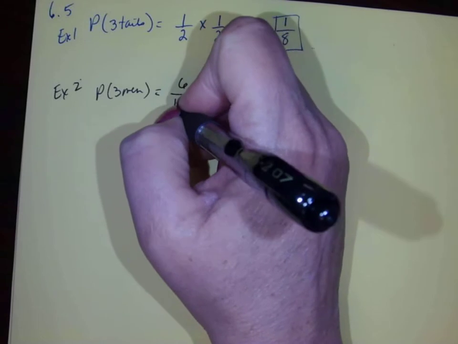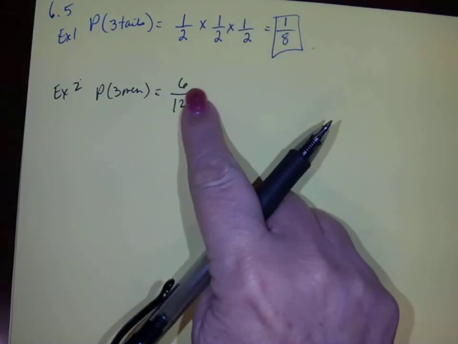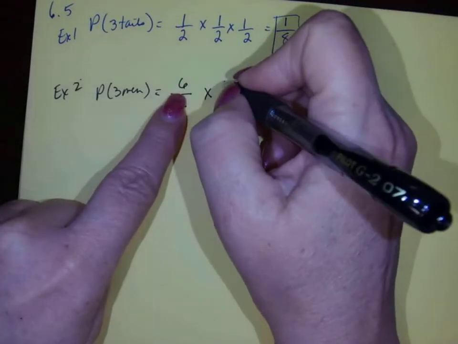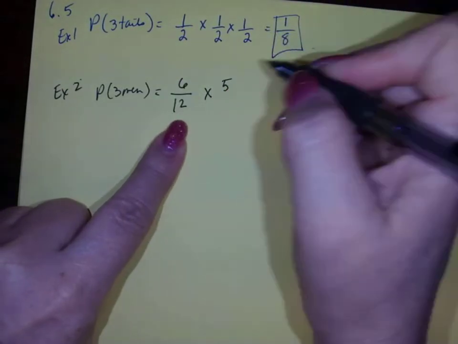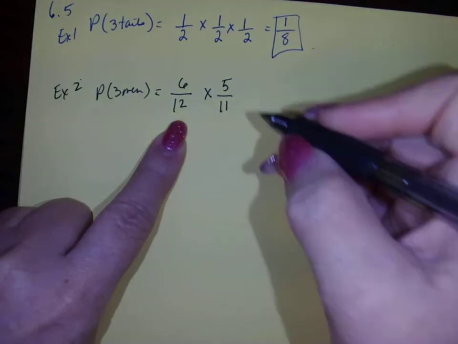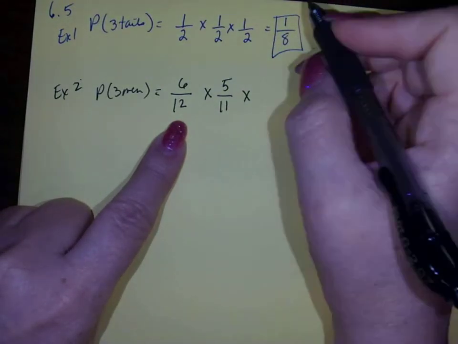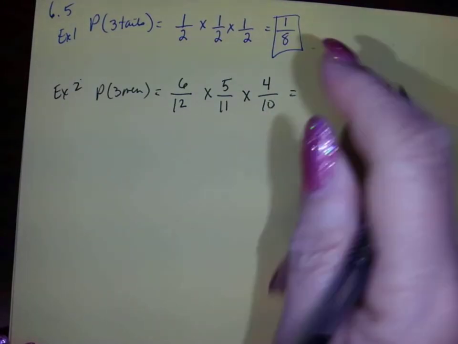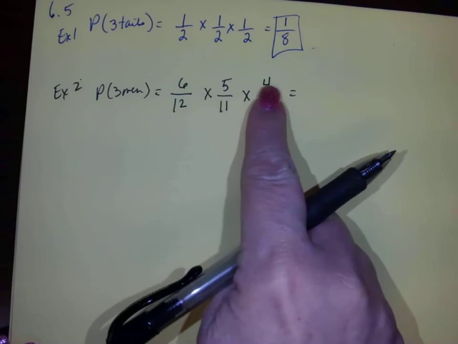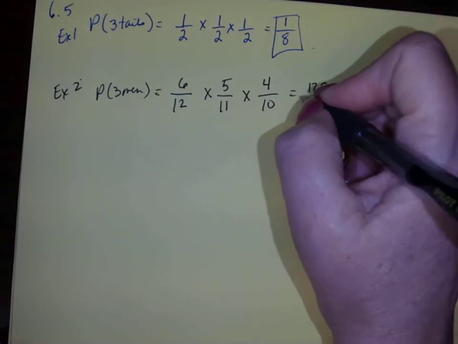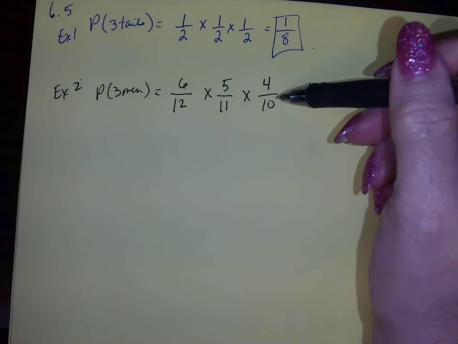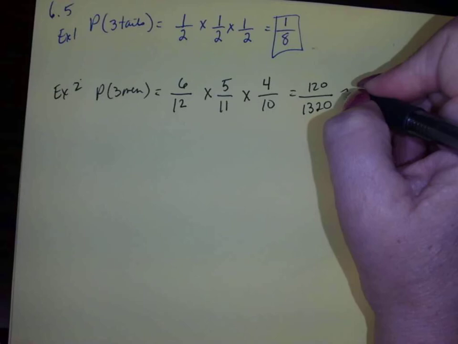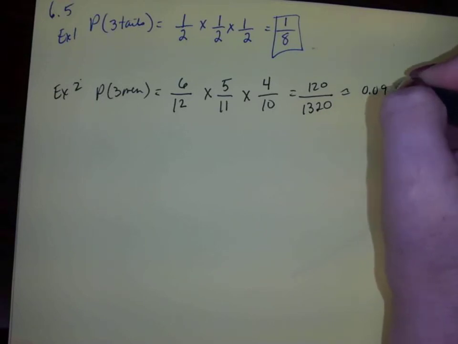We are going to get a chance of getting a male juror 6 out of 12. Because I took out one of the guys, on the next chance I only have 5, and because I took out one of the people, I only have 11 left to draw from. And then for the third one, we are down to 4 guys out of a possible of 10 people. And then again, we're going to multiply this. 6 times 5 times 4 will get us 120, out of 12 times 11 times 10 will get us 1,320. And this will become 0.091.